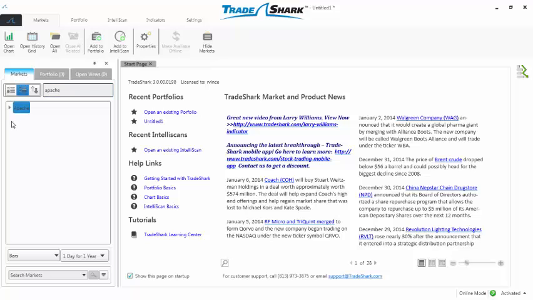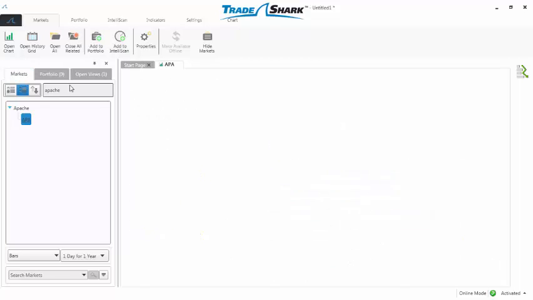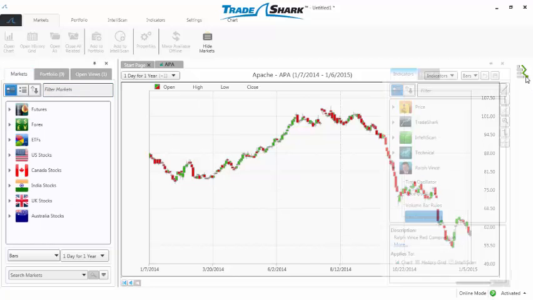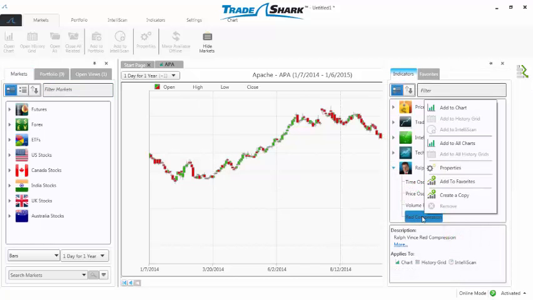I pick Apache, and I'm going to pick 1 day for 1 year. So we're going to look at this on daily bars. I go over to my indicators now, and I select red compression.